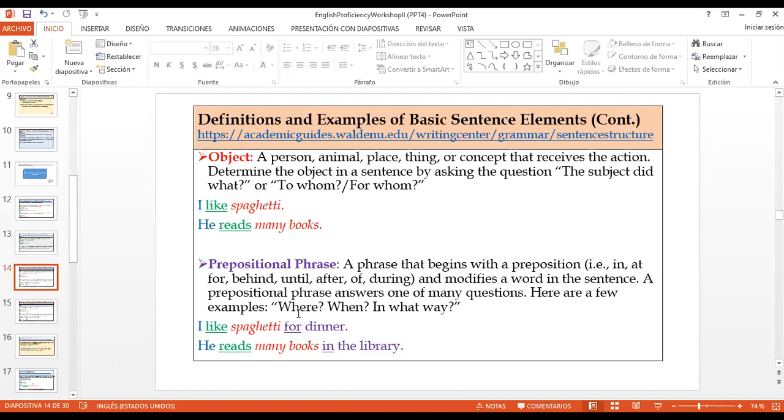And then we have prepositional phrases. We have had this for dinner, for example, in class. So all of these are prepositional phrases indicating some place, for example, or time, or in a manner. In what way did you do something? So I like spaghetti for dinner. So when he reads many books in the library. So this is place and this is time. Those are complements. We also have them in Spanish. So it's easy to remember them. And we have a prepositional phrase introduced by a preposition: in, at, for, behind, on. Those are the most common. During.